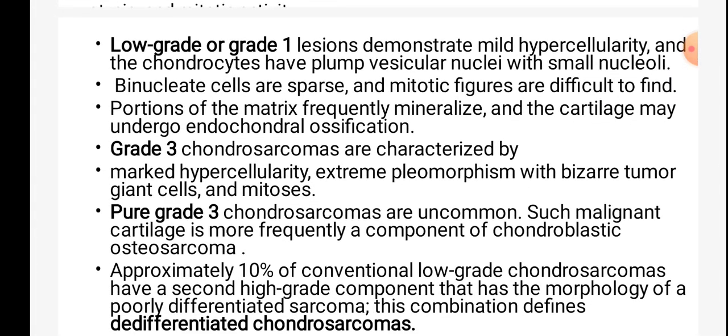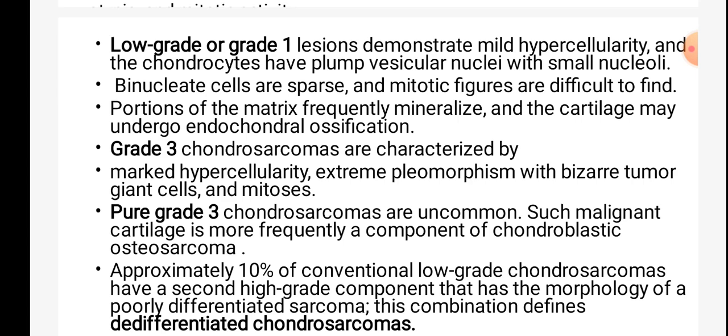Depending upon the differentiation and the cell morphology, they are classified into grades. Grade 1 lesions demonstrate mild hypercellularity and the chondrocytes have plump vesicular nuclei with small nucleoli. The binucleate cells are sparse and mitotic figures are difficult to find. Portions of the matrix frequently mineralize and the cartilage may undergo enchondral ossification.